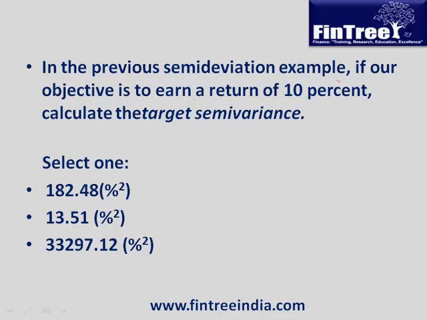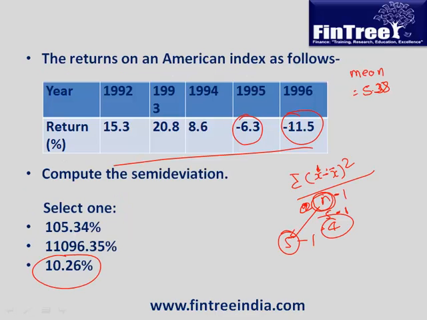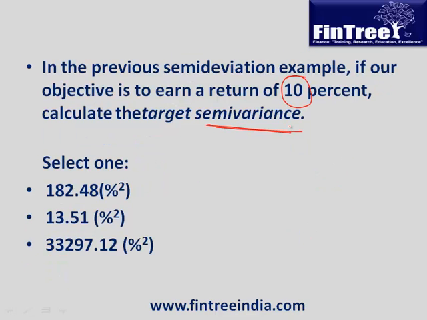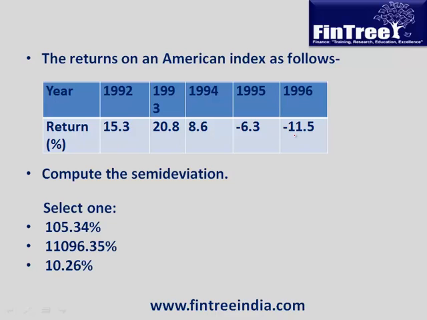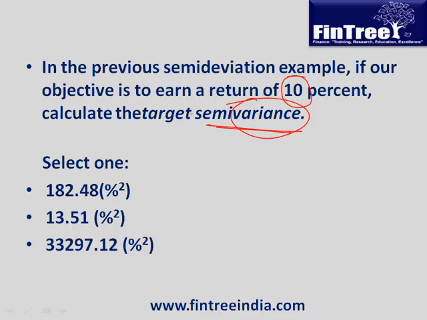In the previous semi-deviation example, if our objective is to earn a return of 10%, calculate semi-variance, or target variance. So now we want to earn a return which is more than 10. How many values are less than 10? 1, 2 and 3. So x minus x bar square divided by, in this example, 4, and we are not going to take under root because what we want is a variance here.